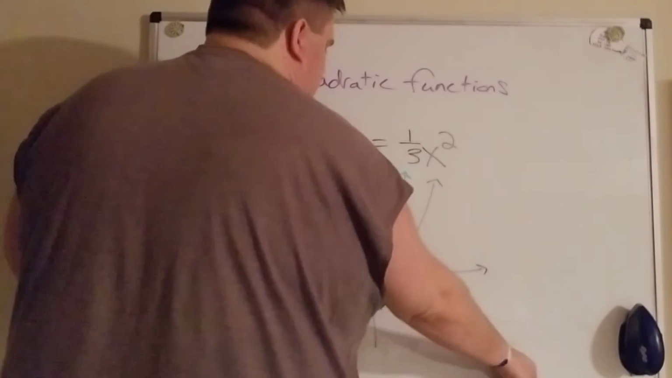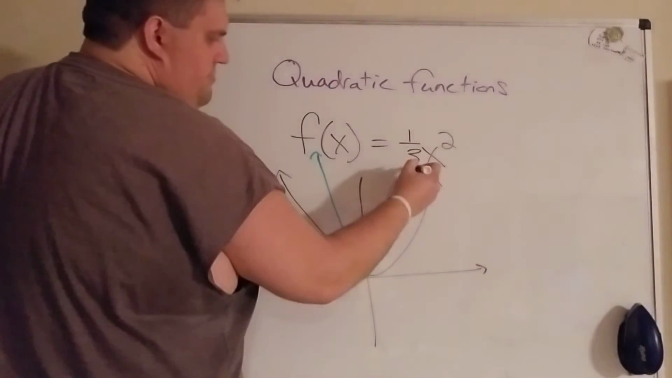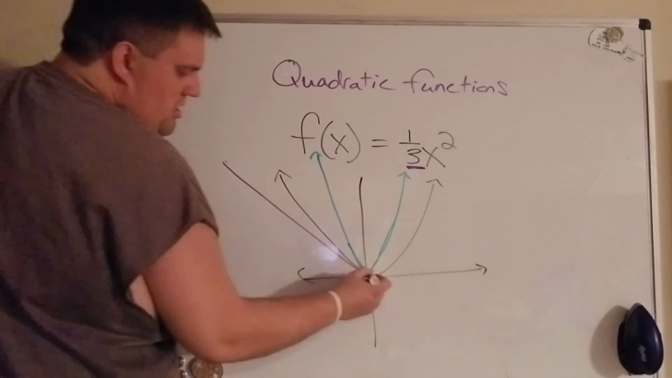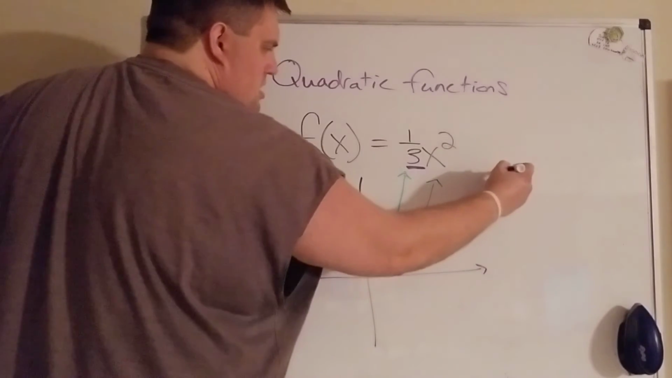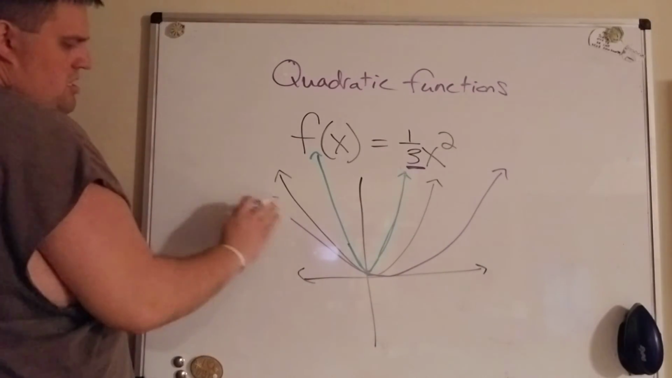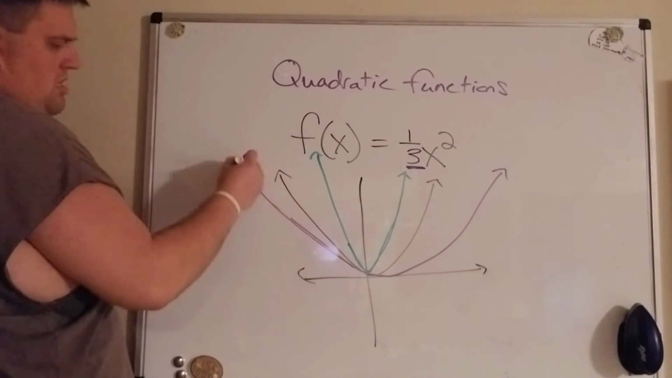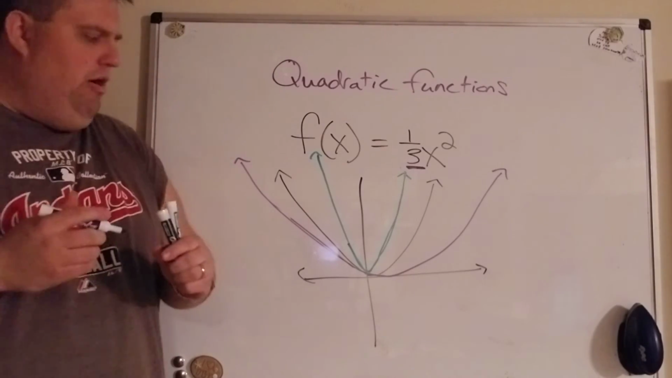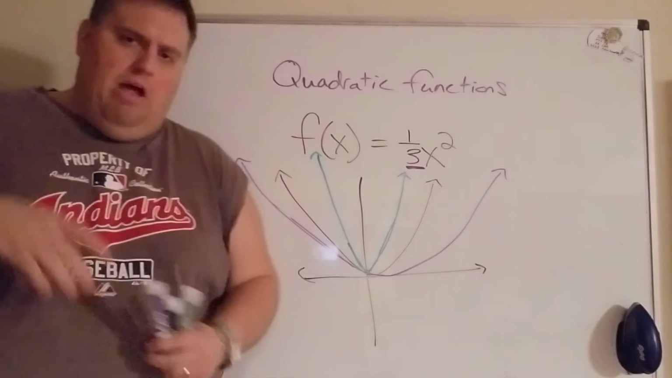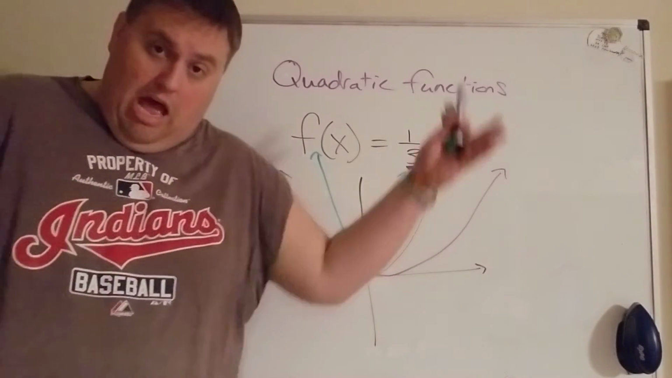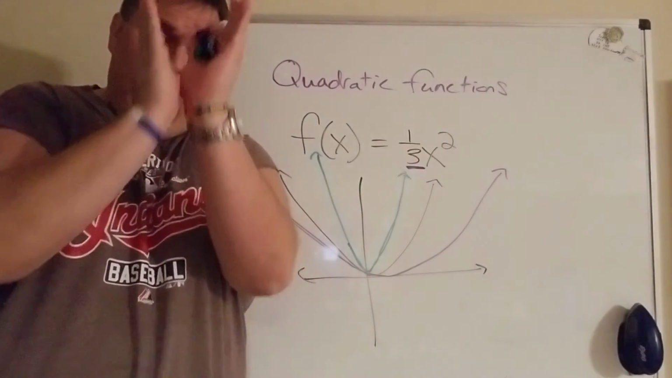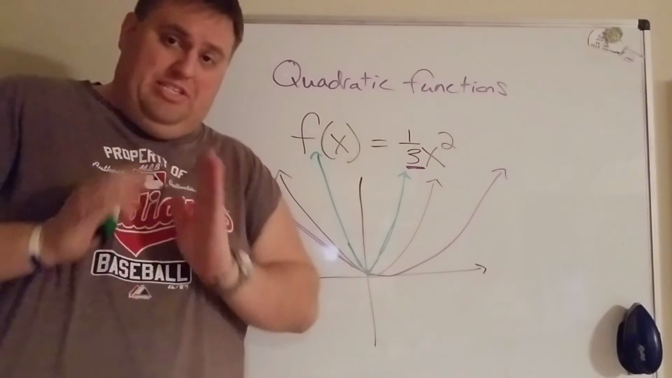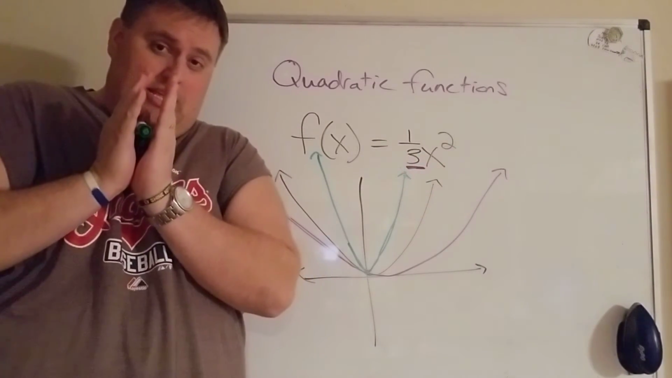So if this number is less than 1, right here, we're going to get a really wide bowl. Something like that, where it's going to really widen it out. So that number out in front is going to tell us how wide it's going to be, or how narrow it's going to be as it goes up. The bigger the number, the skinnier it's going to be.